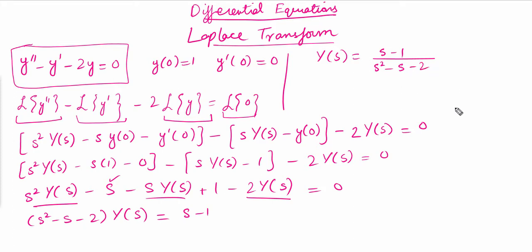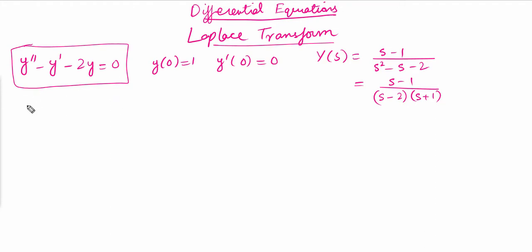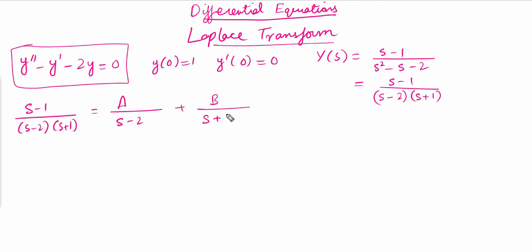Okay, now we will solve this fraction with the help of partial fractions. Let me just make the factors of the denominator. The factors of the denominator will be s minus 2 times s plus 1. So I have to erase this whole thing. Alright, so s minus 1 over s minus 2 times s plus 1 will be equal to A over s minus 2 plus B over s plus 1.